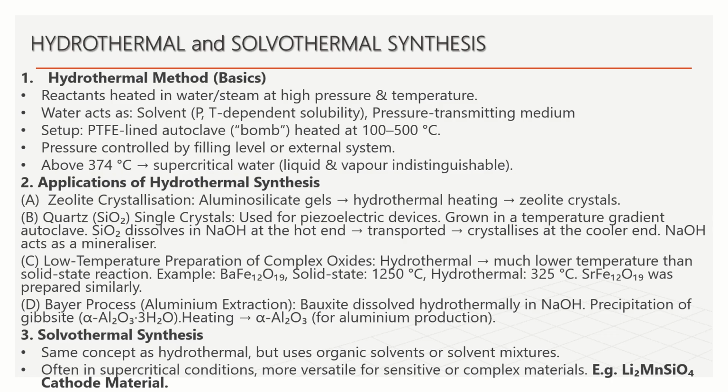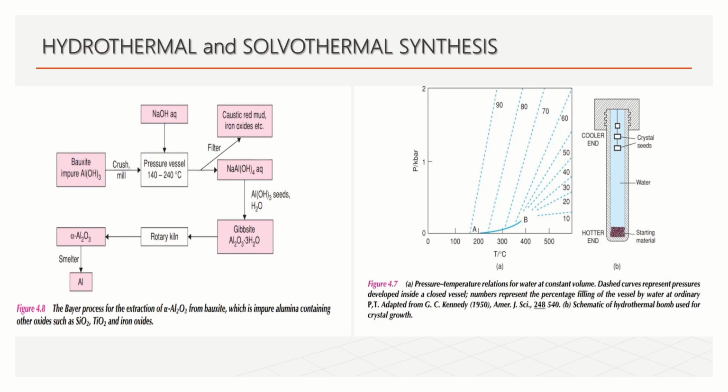Also, the Bayer's process, which is the extraction of alumina, is a commercial scale hydrothermal process that is used to extract aluminium oxide from bauxite ore. Now, for discussing the image on the left side, this image shows how the Bayer process is used to extract pure alumina from bauxite.